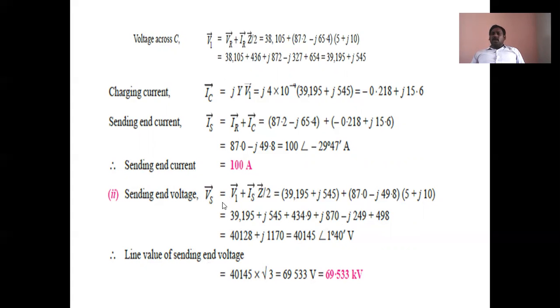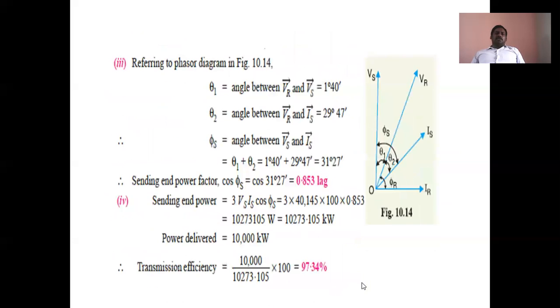And this is only the phase value. The line value is root 3 V phase. V phase is equal to VL by root 3, so VL is equal to root 3 into V phase. Why is it the per phase value? Because here the receiving end voltage can be considered per phase. So that's why it is a direct per phase value. This is converted to line value, that's why this is root 3 into V phase. This is the line value of the sending end voltage, the sending end voltage in terms of line value.